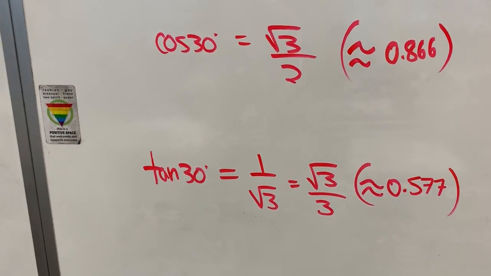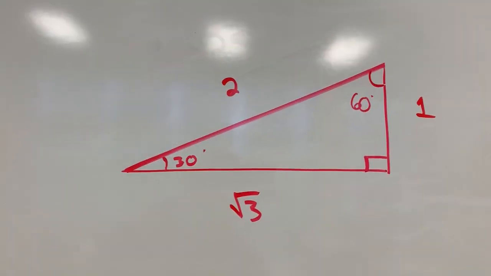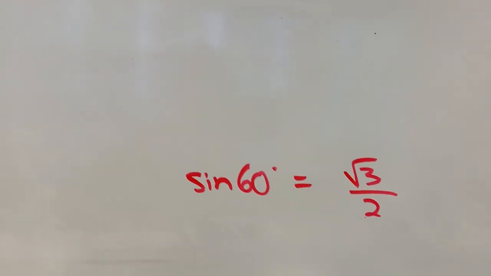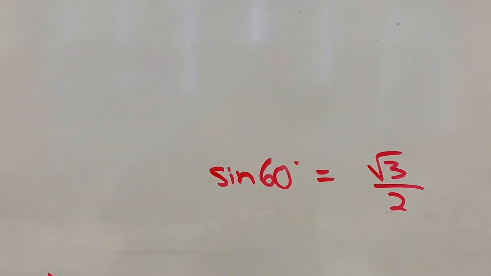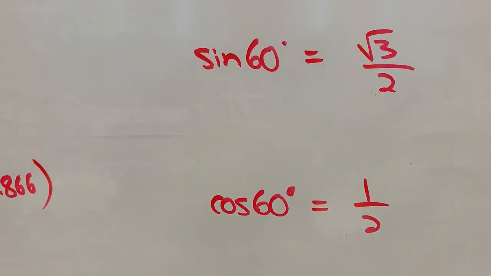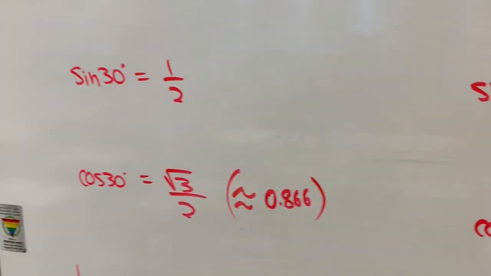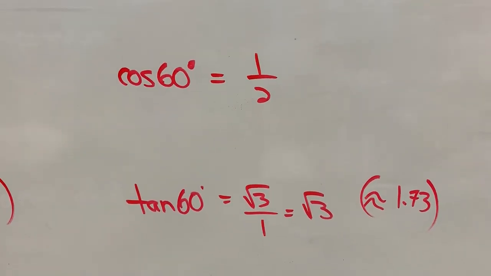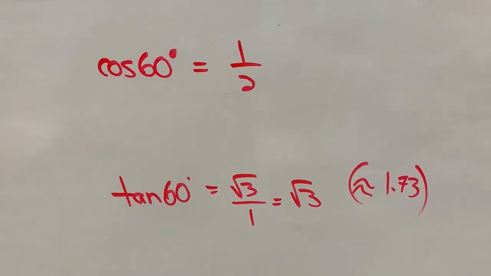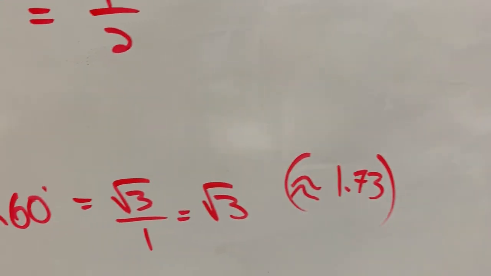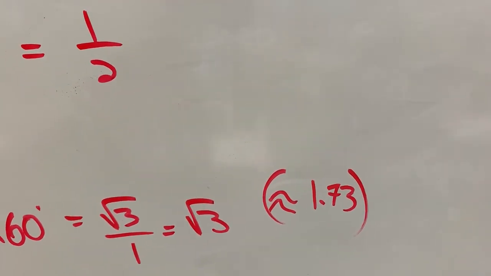a square root of 3. Now, because 30 and 60 fit in the same triangle, it turns out that the numbers for 60 look awfully familiar. Sine of 60 is root 3 over 2. Cos of 60 is 1 over 2. So in other words, you switched the values from 30. And finally, tan of 60 is going to be root 3 over 1, which is just root 3. And again, root 3, far better answer than the decimal version of root 3, which is 1.73 decimal.